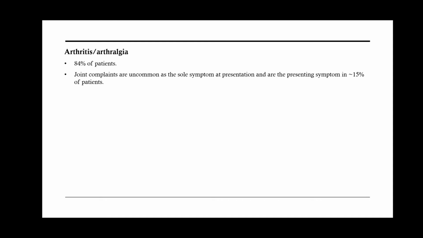So moving on to arthritis or arthralgia. It happens in 84% of patients. They are uncommon as the sole symptom at presentation, and they are the presenting symptom in approximately 15% of patients. It can be transient or migratory, typically oligoarticular, meaning affecting 1 to 4 joints, and non-deforming.